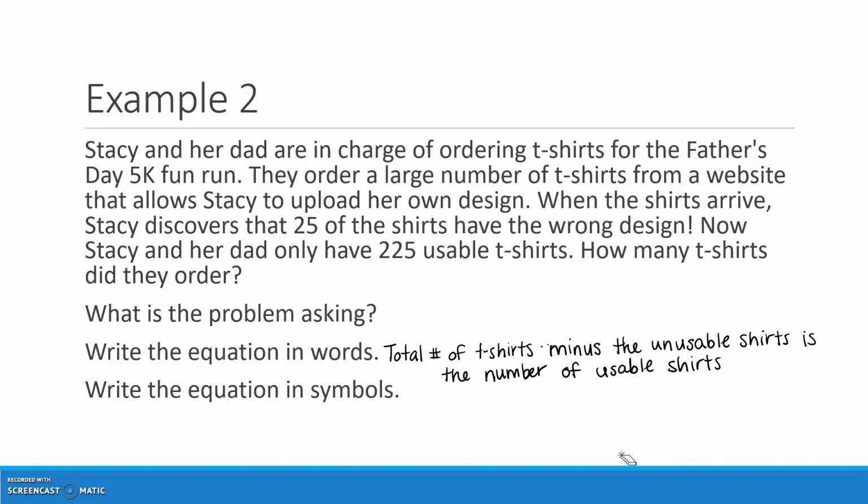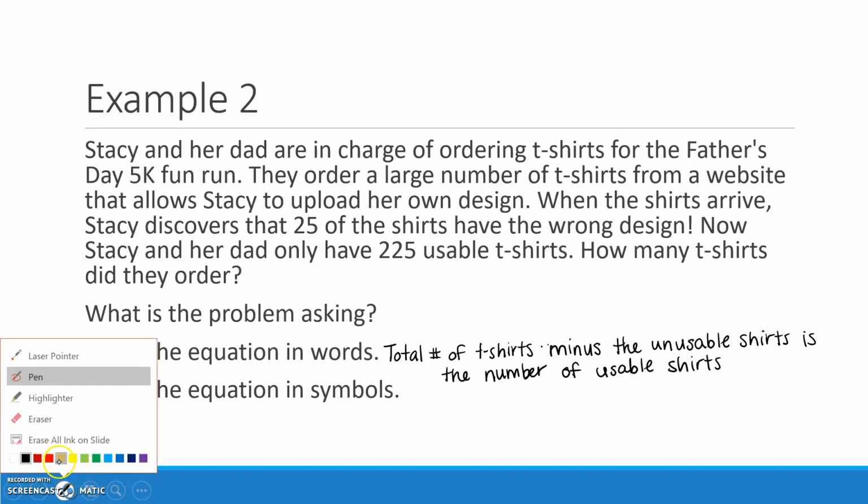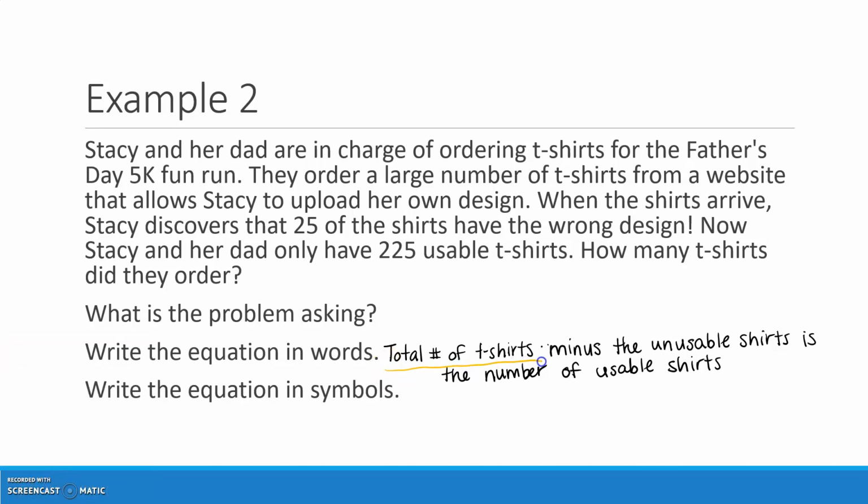All right, so we've got those parts there. We've got total number of t-shirts. We're going to call that T because we don't know how many. That's what we're being asked to find. T, and then minus. How many unusable shirts were there? There were 25 that were the wrong design. So minus 25 equals the number of usable shirts. And they tell us that they had 225 usable shirts.